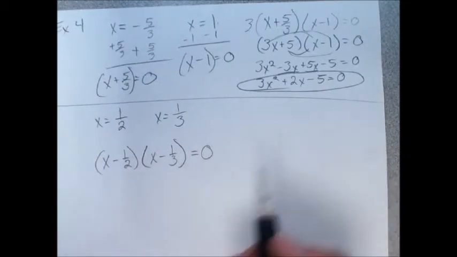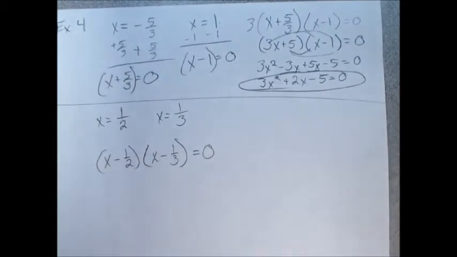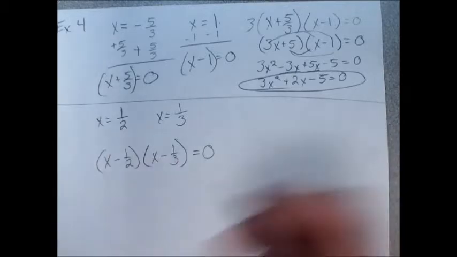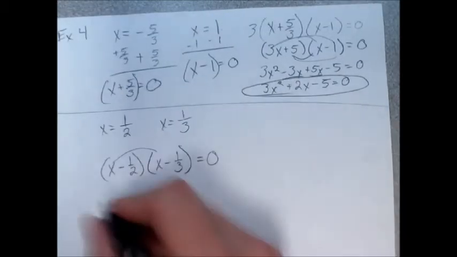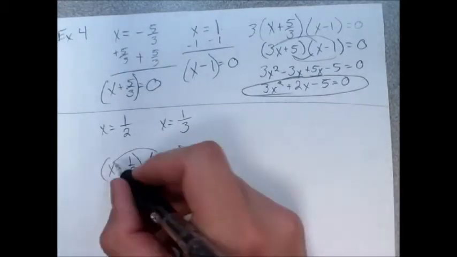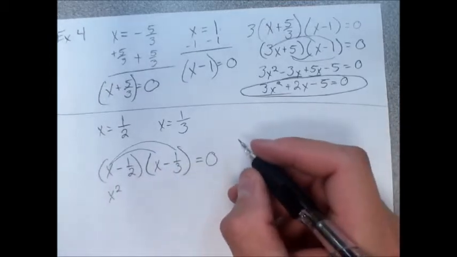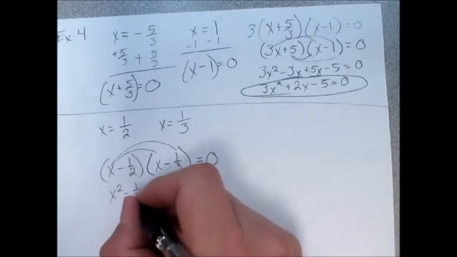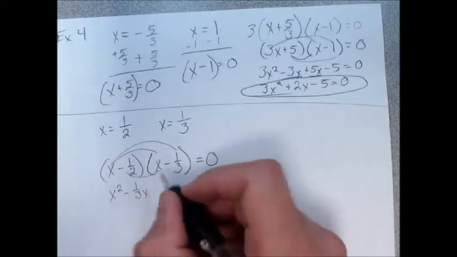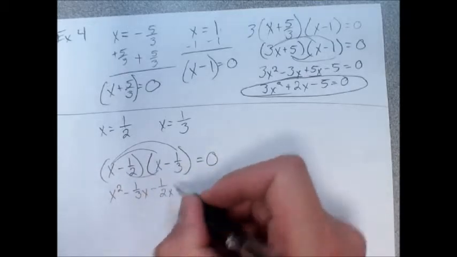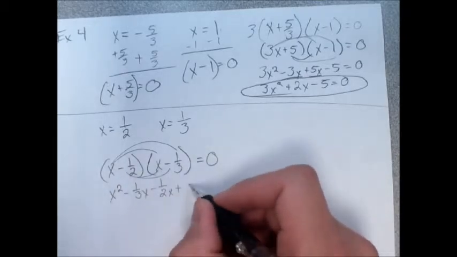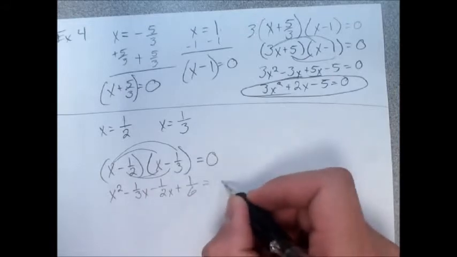You want to do it with a multiple or without a multiple? Do you care? No? Okay. Let's just multiply it out then. X times x gives me x squared. Negative 1/3 x. Then we get negative 1/2 x. And we multiply the back, so we get positive 1/6 equal 0.